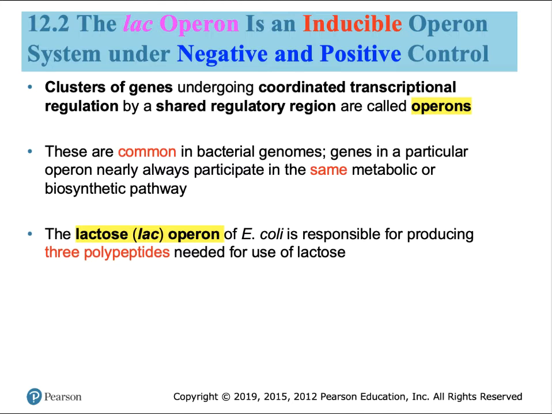Evolution has compiled genes that perform a common function, that are needed in common amounts, to be switched on simultaneously or switched off simultaneously in order to regulate the process. Why have 3 different genes with 3 different switches when you can have one switch operating multiple genes? And that's what an operon is.